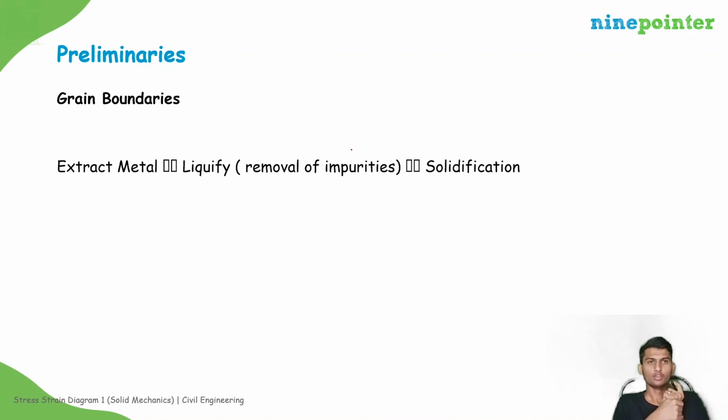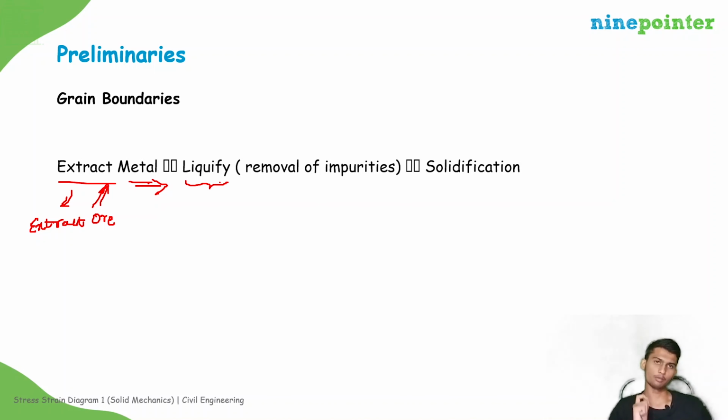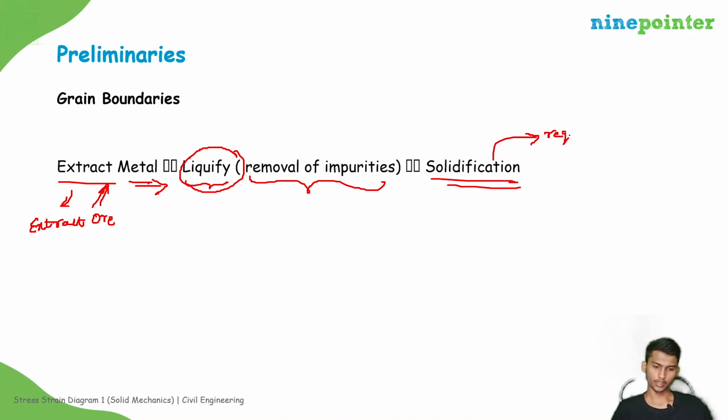First, what you do? First, you extract the ore, right? So first you extract the metal, means extract the ore. From that we will separate the metal. From that we will liquefy the metal. Next step will be liquefaction of the metal. Then from liquefaction we will remove the impurities present in the metal. Then we will solidify, and then we will get the required material or required metal.